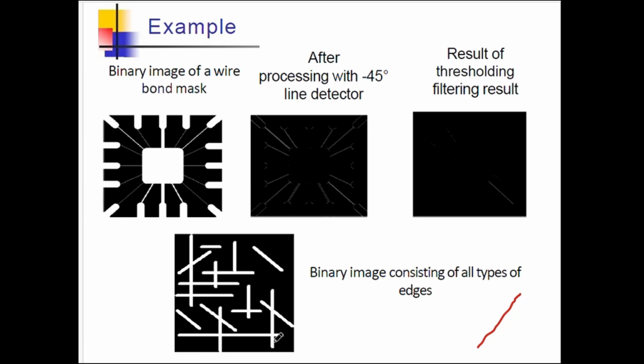If you see this image, just as an example, I kept this binary image consisting of all types of edges. Starting from the first pixel, you have to apply every mask, then note the value of the response for every mask. If the response is greater for one particular mask than the others, then that particular pixel belongs to that particular line. In that way, you process all the pixels of this image, and at last you can identify all these lines.